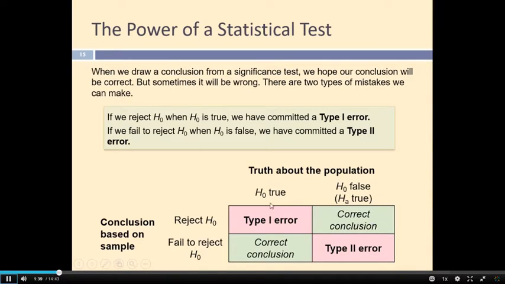The other type of error, when you fail to reject the null hypothesis, when the null hypothesis is true, you shouldn't reject it if it's true, then you've made the correct conclusion. But if you fail to reject the null hypothesis, when in fact the null hypothesis is false, you've made a type 2 error.